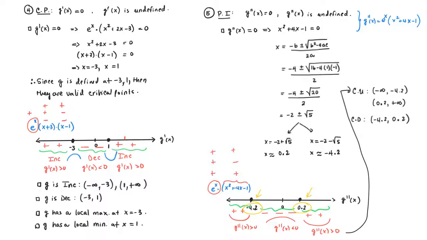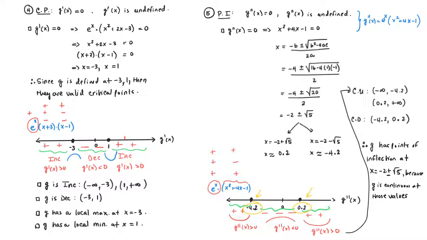We're going to say over here, therefore, g indeed has points of inflection at x equals, instead of using 0.2 and negative 4.2, I am going to use the exact form, negative 2 plus or minus square root of 5. So g, in fact, has points of inflection at these 2 points because we're going to say g is continuous at those values of x.